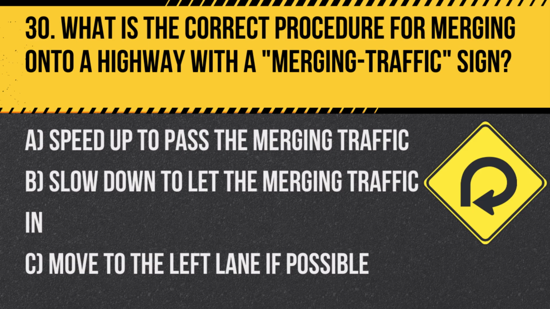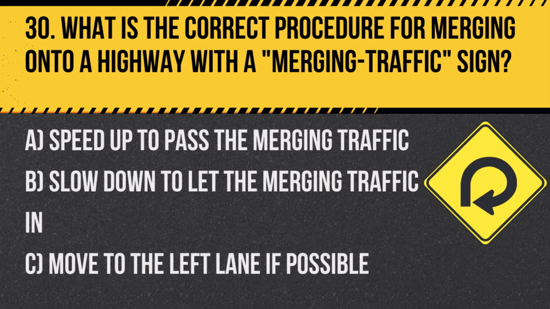Question 30. What is the correct procedure for merging onto a highway with a merging traffic sign? A. Speed up to pass the merging traffic. B. Slow down to let the merging traffic in. C. Move to the left lane if possible.